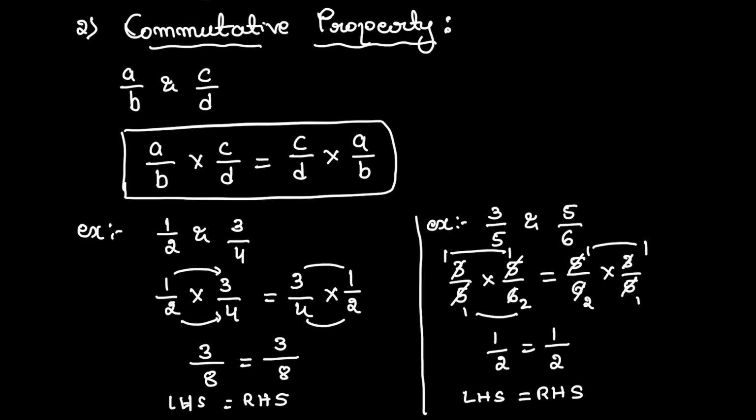Commutative property holds good in multiplication of any two rational numbers. This is the formula to check whether it is equal or not. The next property is associative property.